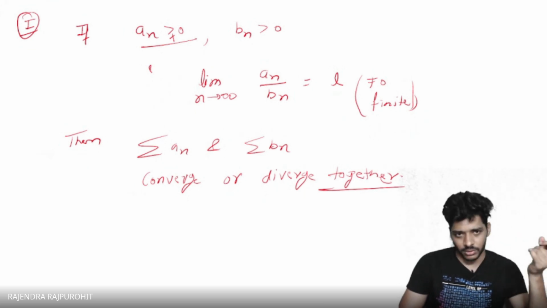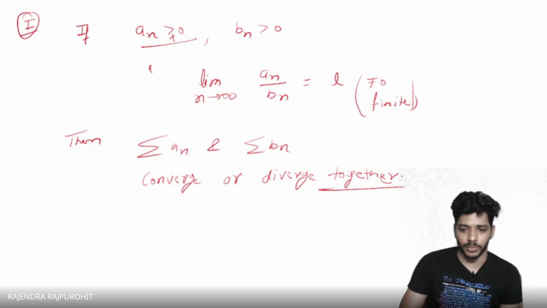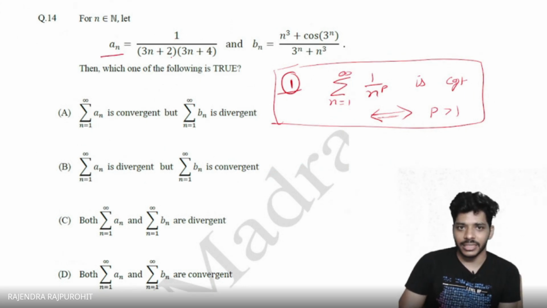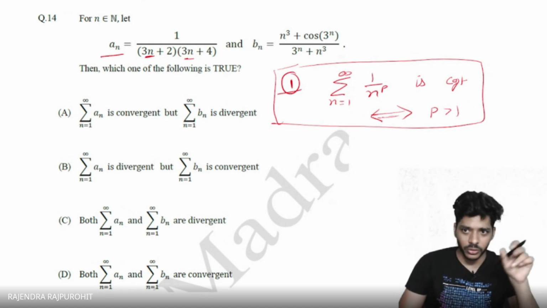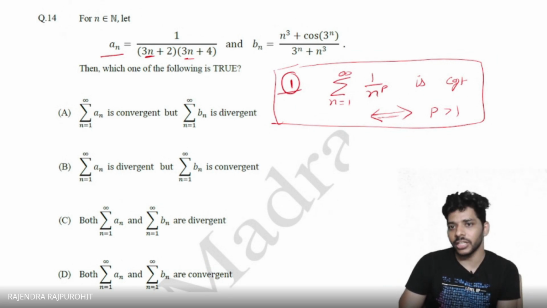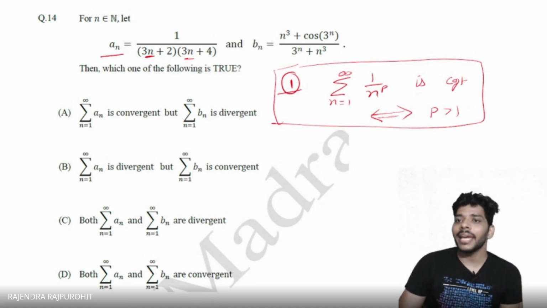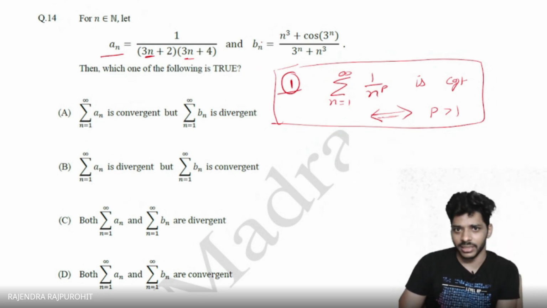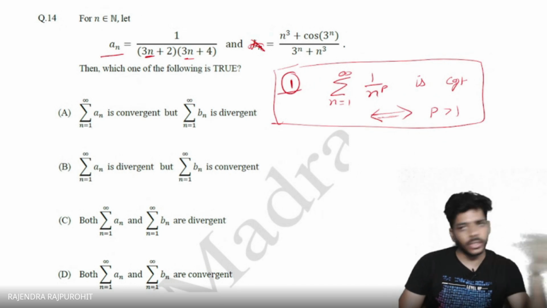How do you use this to solve a problem? If you look at this kind of problem, look at this a_n, you have 1 upon (3n plus 2)(3n plus 4). I can easily see that there is 1 and 2, so if I expand it into a polynomial form, I'll get n square in the denominator. I do know that summation 1 upon n square is convergent because of the p test. So I have to find a sequence b_n. Let's not call it b_n for now; we'll call it b_n after solving this.